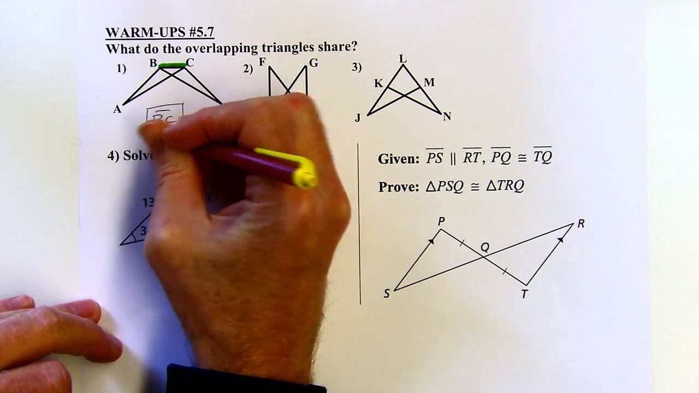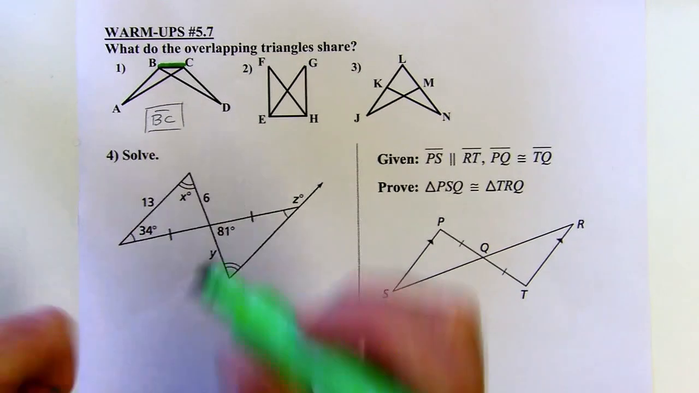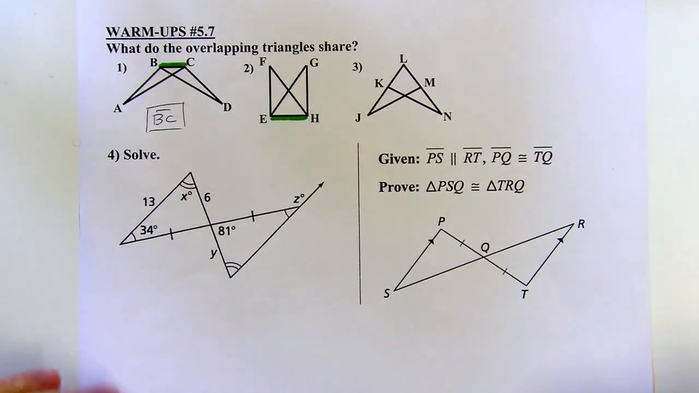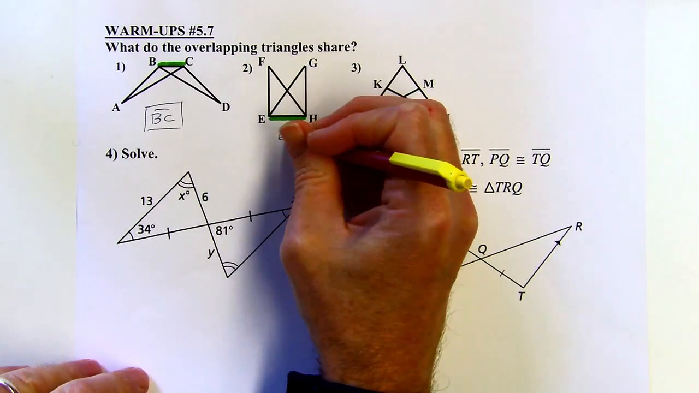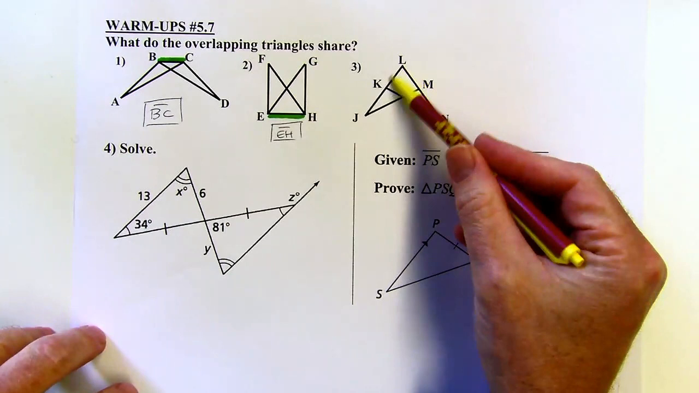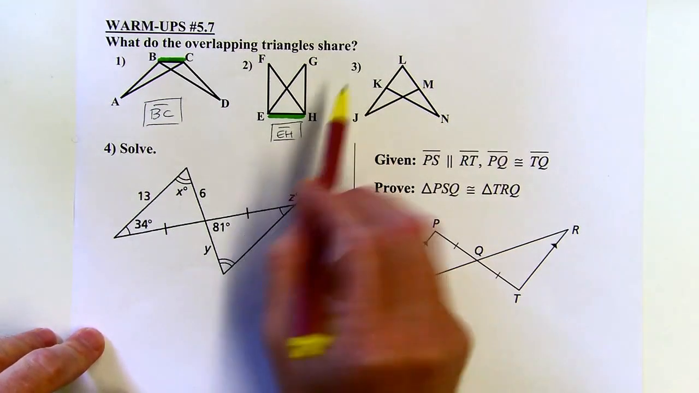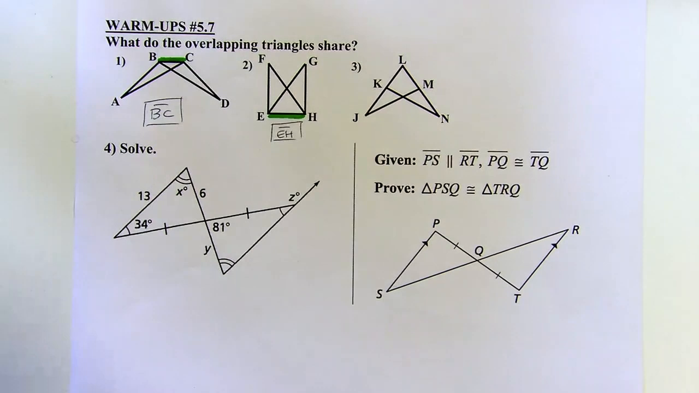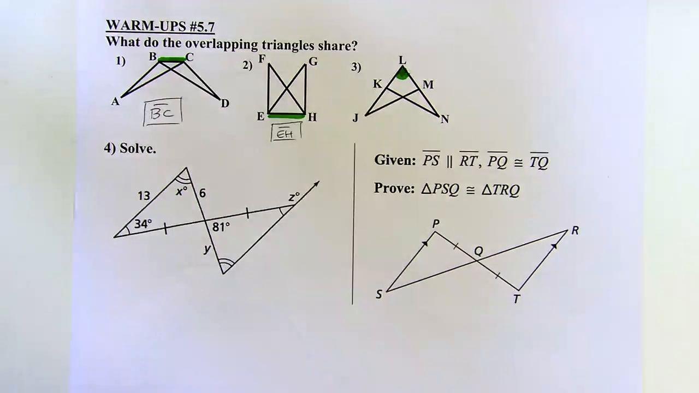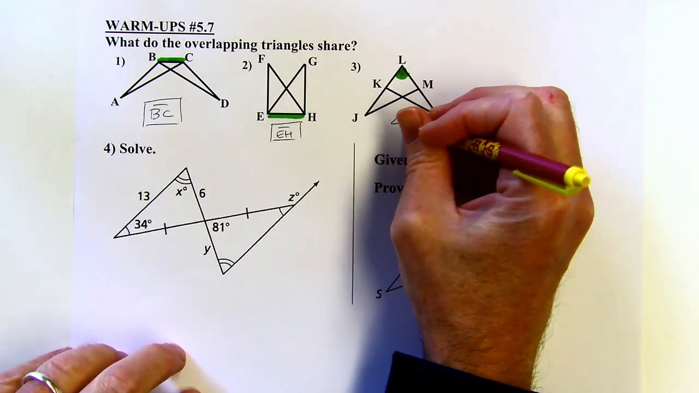So anytime you have overlapping triangles like this, they're either going to share a side or possibly an angle. On this next one, the overlapping triangles, the bottom of both of those triangles is segment EH. The third set, it doesn't share a side. This segment right here is part of this triangle, but it's only part of the side of the other overlapping triangle, but they do share this angle at the top, right?